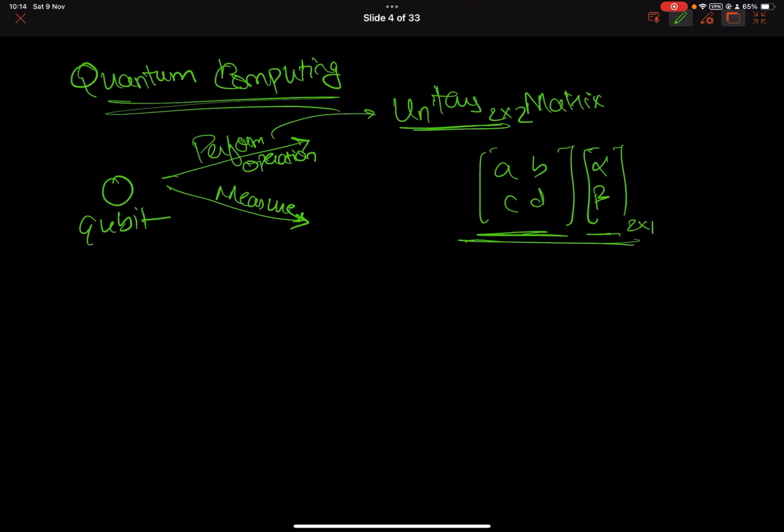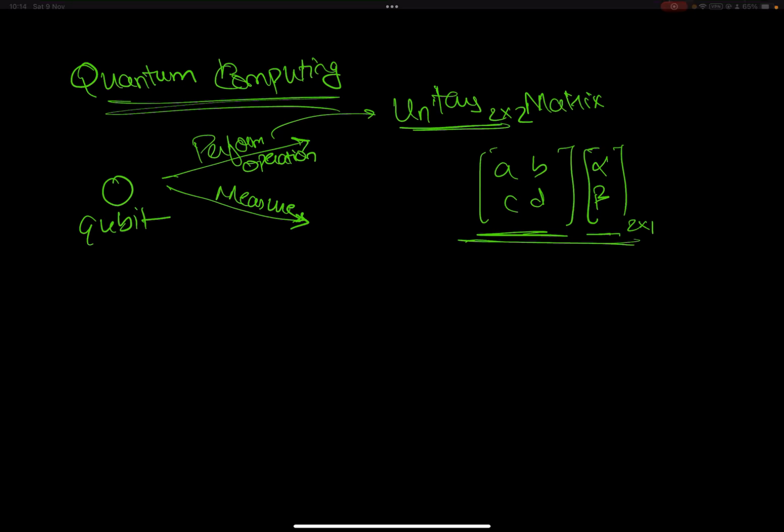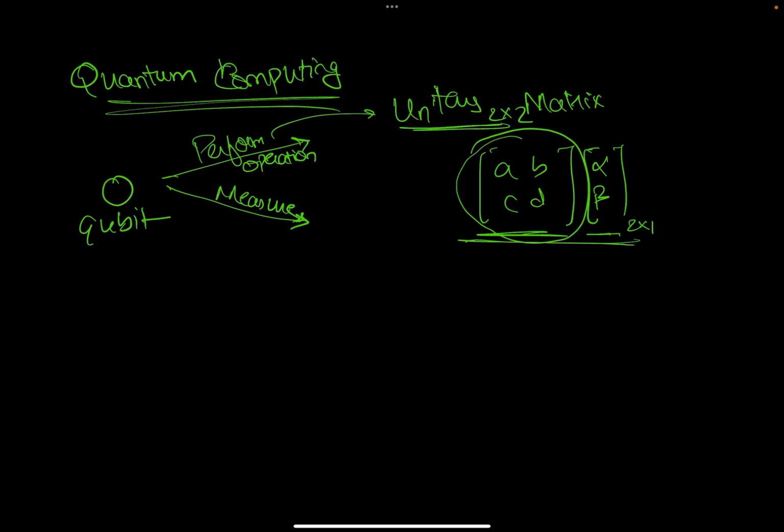So with a qubit, I can either perform an operation or I can measure the qubit. Performing an operation requires the matrix to be unitary. That's a constraint of quantum computing. And we can perform the operation as shown. That's a simple matrix vector multiplication, and the output is the state of the qubit after performing that operation. So it will be alpha A plus beta B and alpha C plus beta D. So this is the state of the qubit after performing this operation.